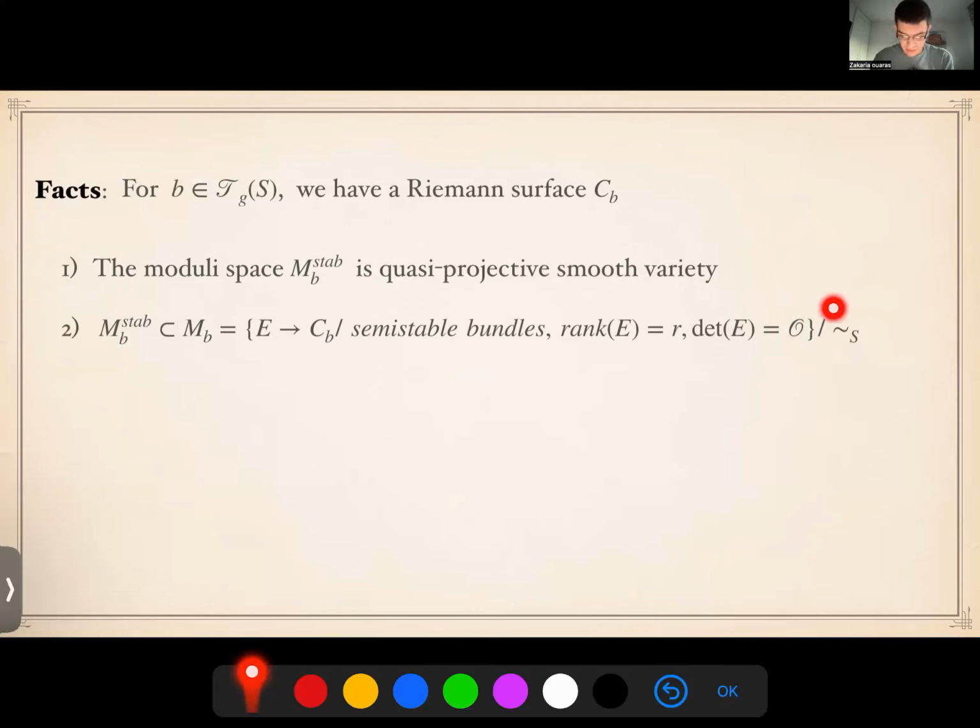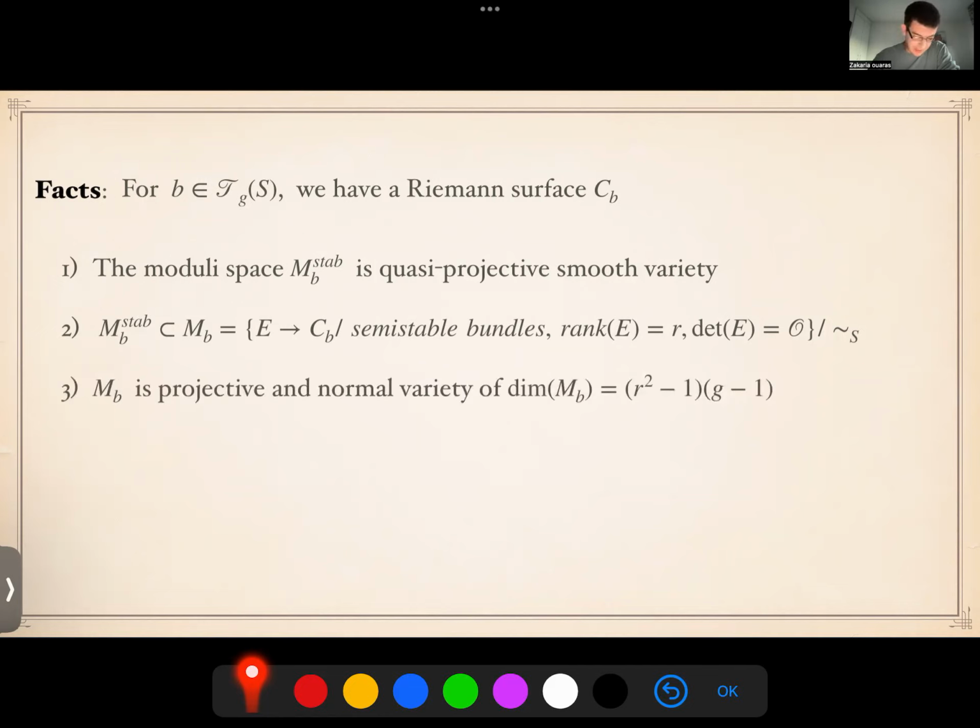But you need to enlarge your relation. You take what we call Seshadri relation or S-equivalence, but you can imagine that you just take isomorphism classes, but it's more than this. So this is due to the GIT construction of this moduli space. So this variety now is projective. It's a compactification of the first one, but it is also normal in general.